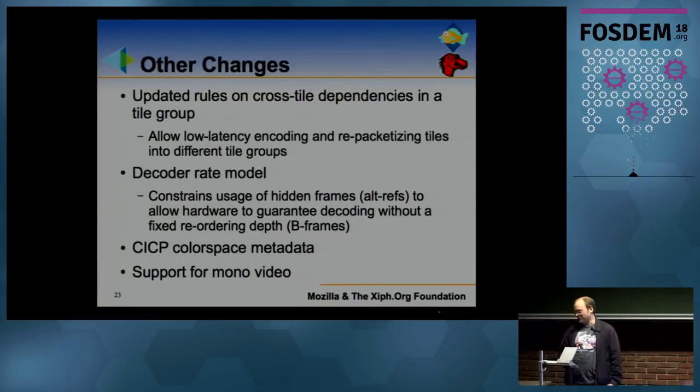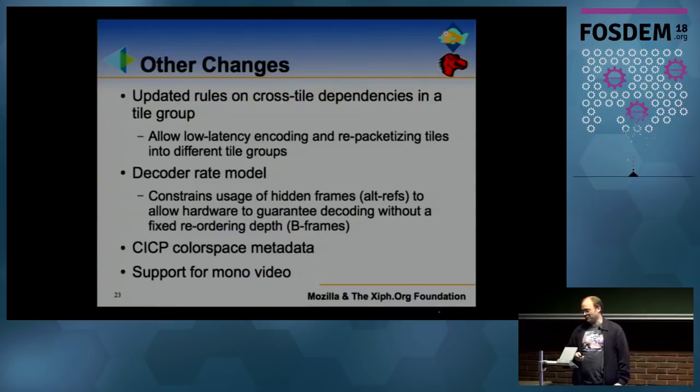There are a bunch of other changes. So we changed cross-tile dependencies to allow latency encoding and repacketization of tiles into different tile groups. Tile groups are sort of the mechanism we have for putting things into, for example, an RTP packet. And so now we can change the sizes of those with some freedom.